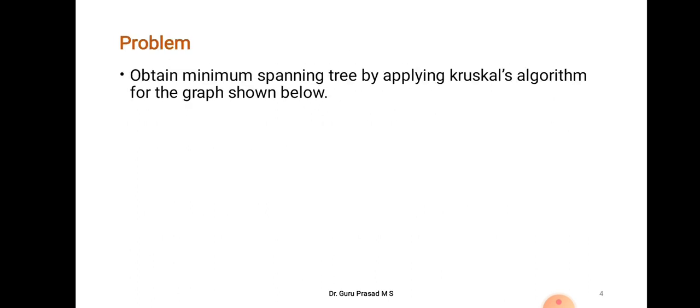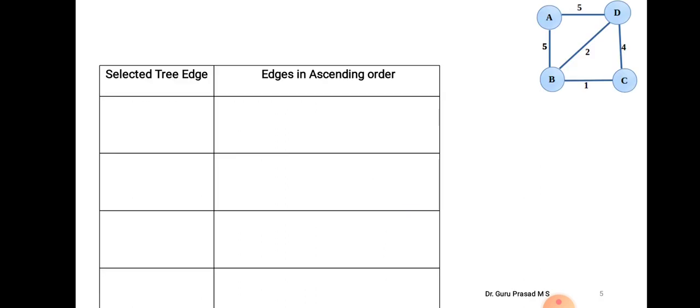Problem: obtain the minimum spanning tree by applying Kruskal's algorithm for the graph shown below. The given graph consists of 4 vertices A, B, C, D and 5 edges. To solve this problem, we have to consider two columns. The first column is the selected tree edge, and in the second column we are arranging the edges in ascending order.